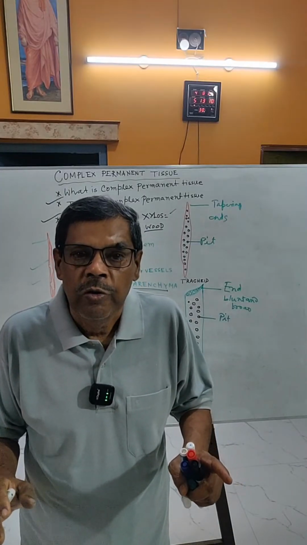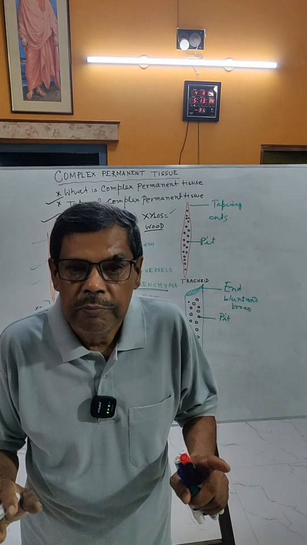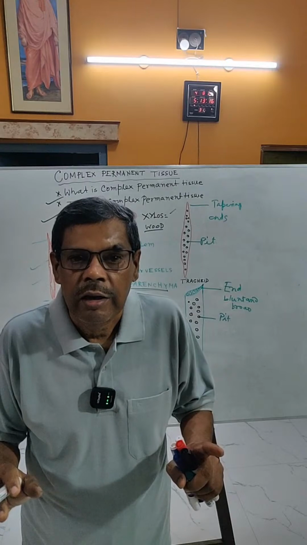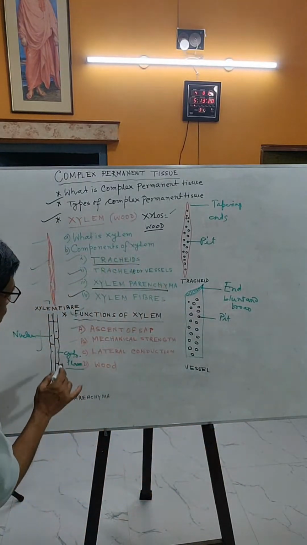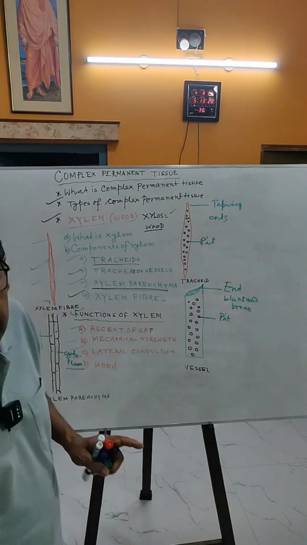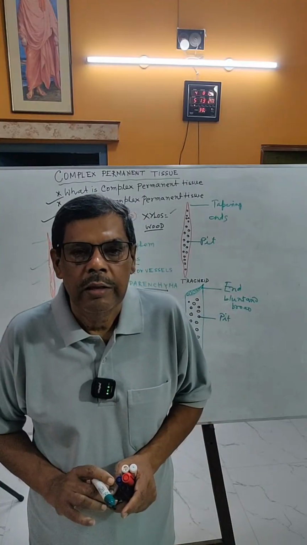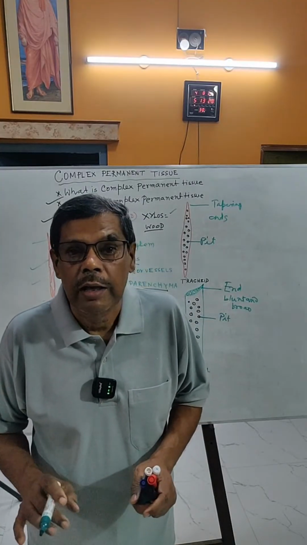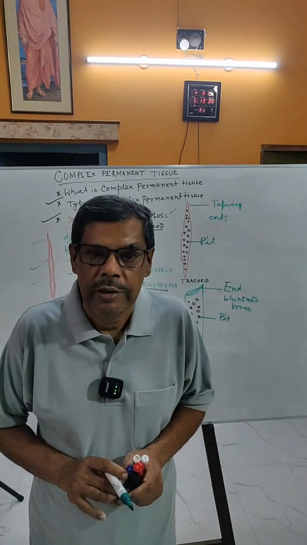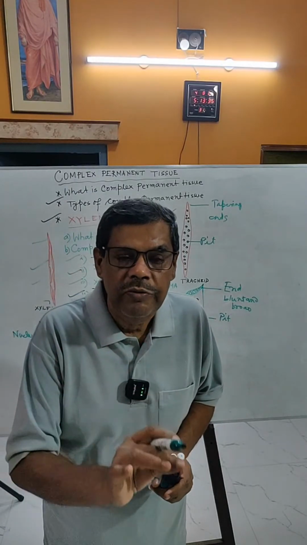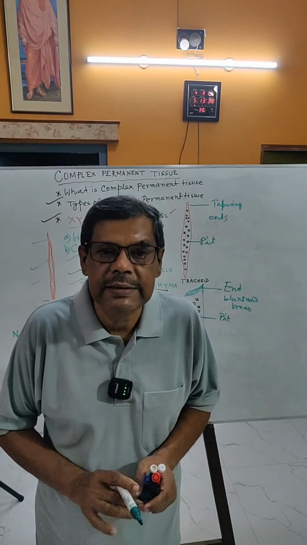So, not only conduction, it gives the plant mechanical strength also. Next, lateral conduction. Xylem parenchyma performs the function of lateral conduction of sap, that is from xylem to the peripheral tissue. It conducts sap.